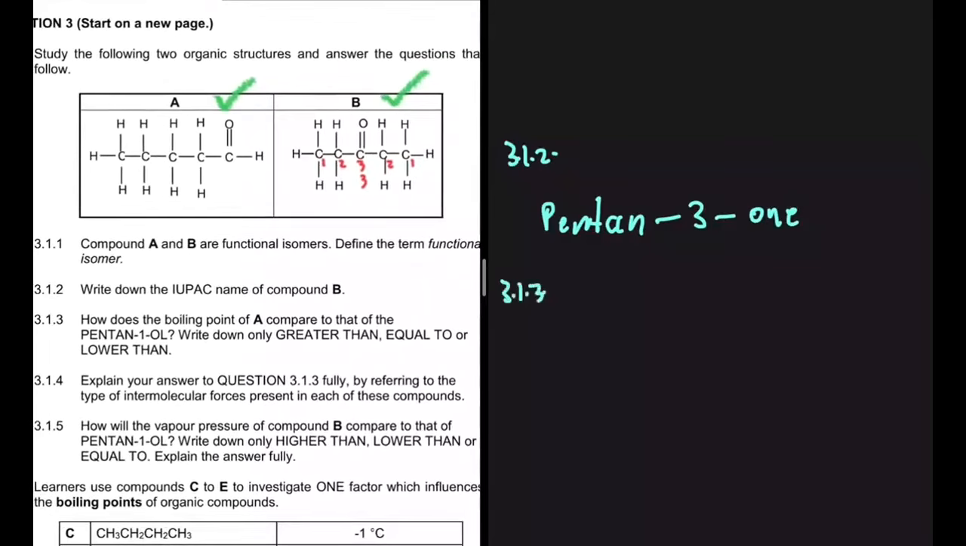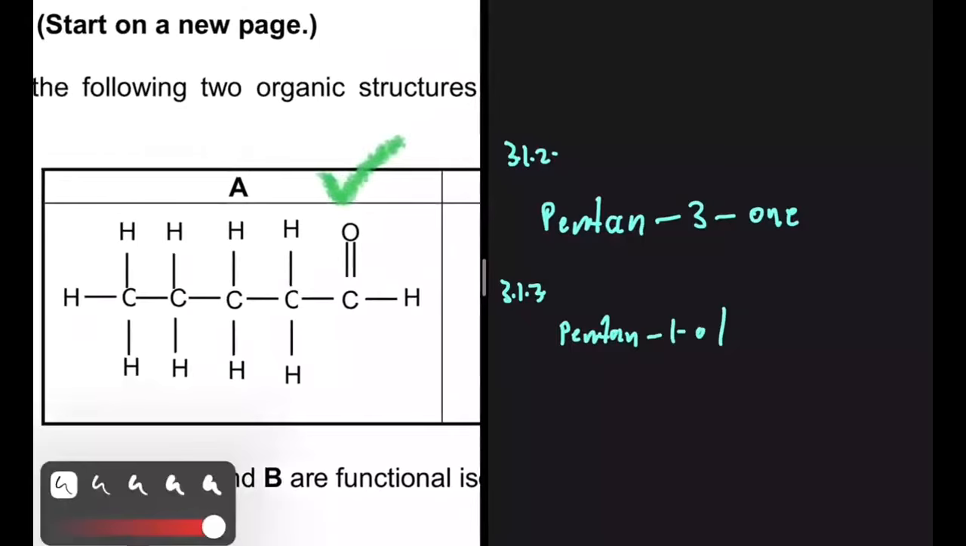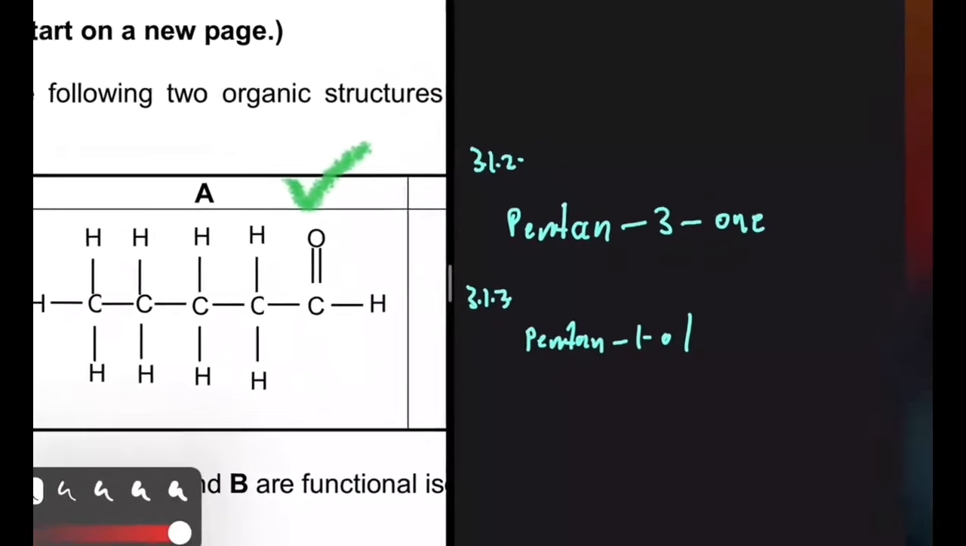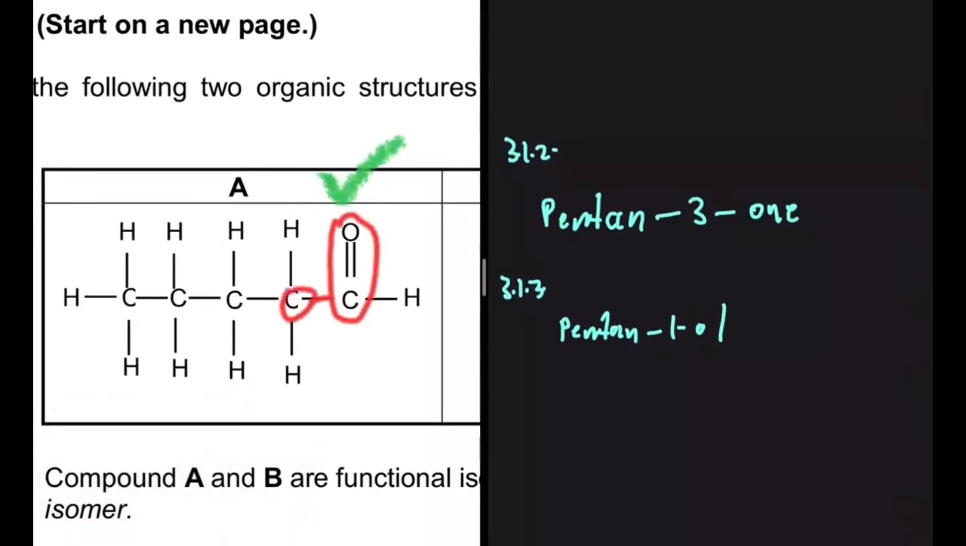3.1.3. How does the boiling point of A compare to that of pentan-1-ol? So we have pentan-1-ol and compound A. Write down only greater than, equal to, or lower than. So let's go to compound A. Compound A is an aldehyde because the carbon that is bonded to the oxygen is only bonded to one other carbon. So that makes it an aldehyde.